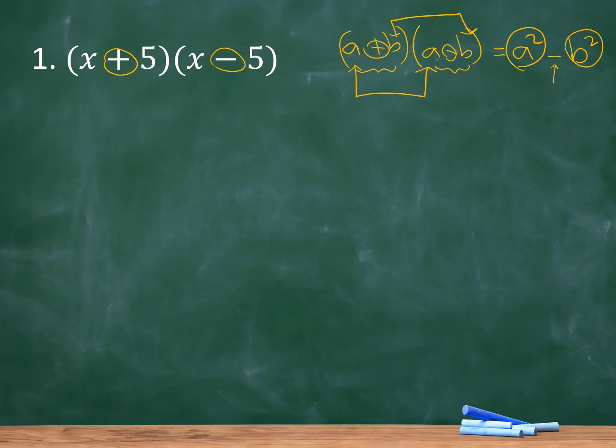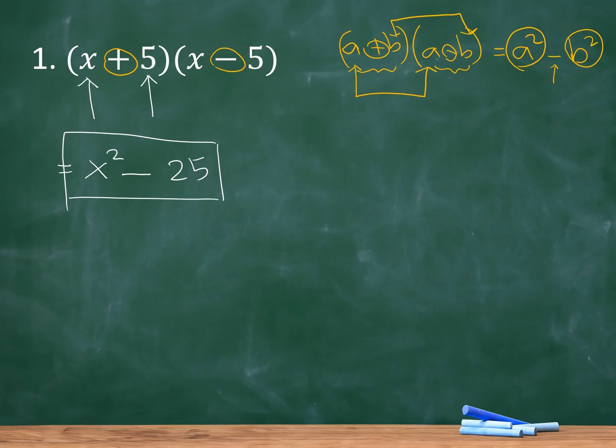Now let's use the pattern to solve this problem. We square the first term, so that's x times x, that's x squared, and then we square the second term, so that's 5 times 5, which is 25, and then we put a minus between them. So this will be our answer. You see how much faster we did the problem by using the pattern?